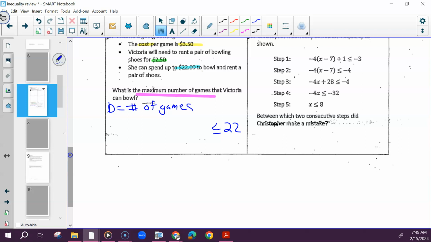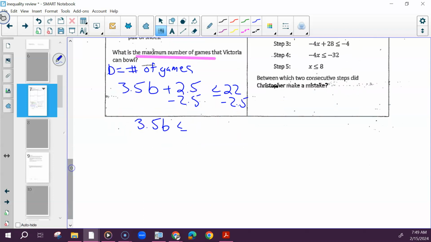Right? We know the cost per game is $3.50, and she needs to rent a pair of bowling shoes for $2.50. How could we set up the inequality? 3.5B plus 2.5. And if you switch those, that's also okay, as long as you put B with 3.5. So then let's solve that. Get rid of 2.5. What is that, 19.5? And divide. And tell me what that is.